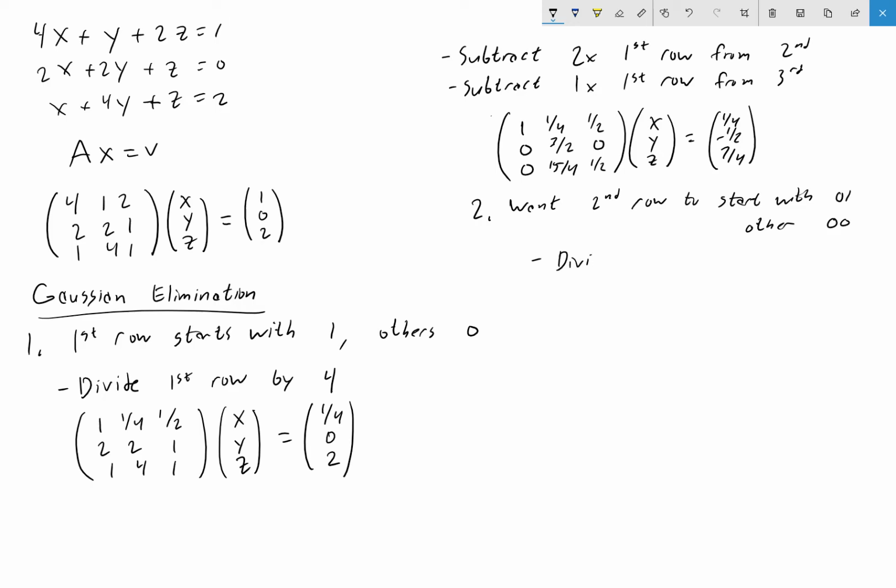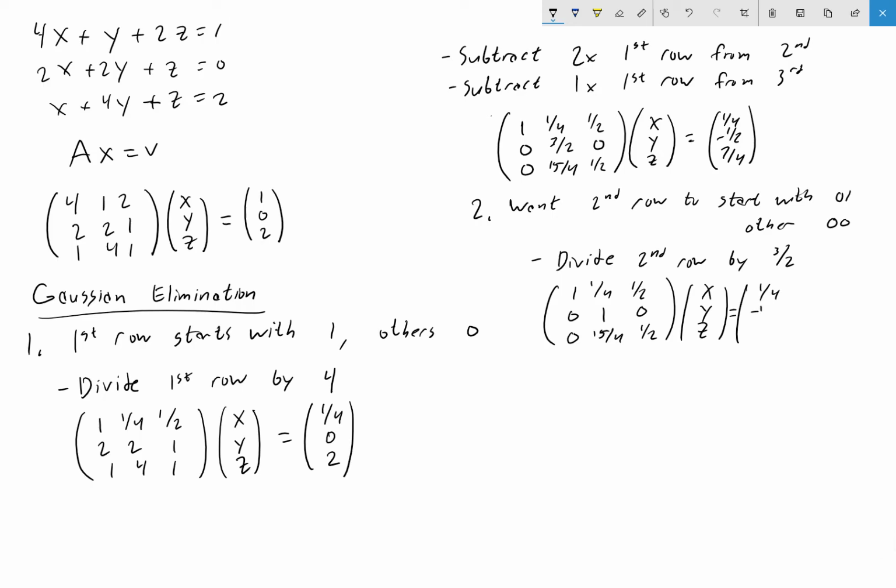So first thing I'm going to do is divide the second row by 3/2. If I write down my new matrix equation, I'm going to have a 0. 3/2 divided by 3/2 is 1. 0 divided by anything is 0. I haven't touched the third row yet. And then on the right-hand side, we have the 1/4. I want to take negative 1/2 and divide by 3/2. That's going to give me a negative 1/3, and the 7/4 is left alone.